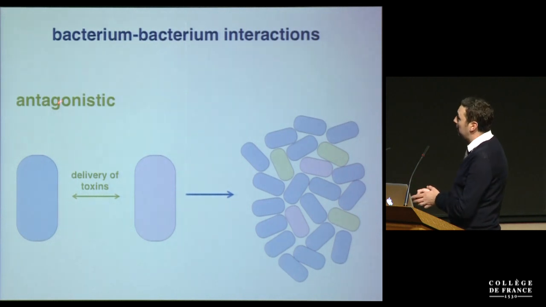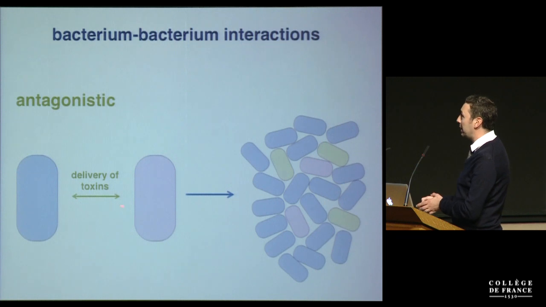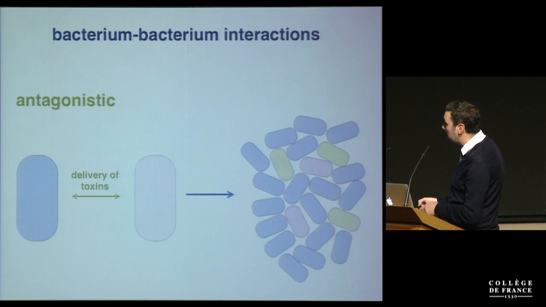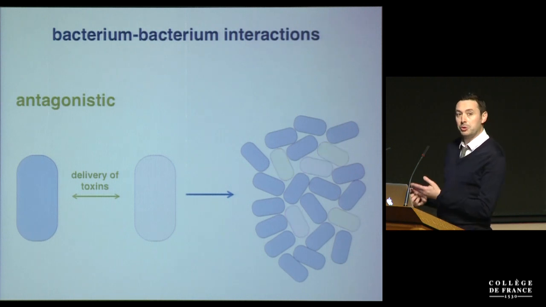In this mechanism, there is delivery of toxin from one predator cell to one prey cell. That will lead to the lysis of the prey cell, and then there will be a formation of a monospecies community.